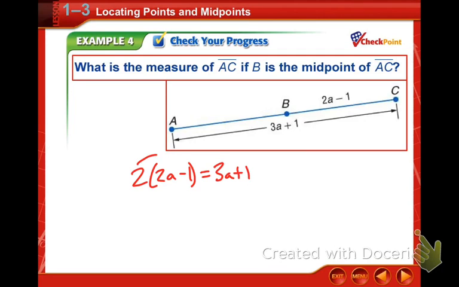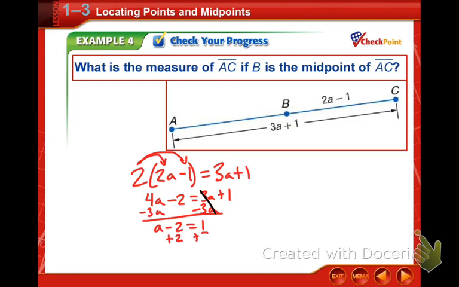So we distribute the 2. 2 times 2 is 4A, 2 times negative 1 is negative 2. That's 4A minus 2 equal to 3A plus 1. Subtract 3A from both sides, so we end up with A minus 2 is equal to 1. Then we add 2 to both sides, and A is equal to 3.